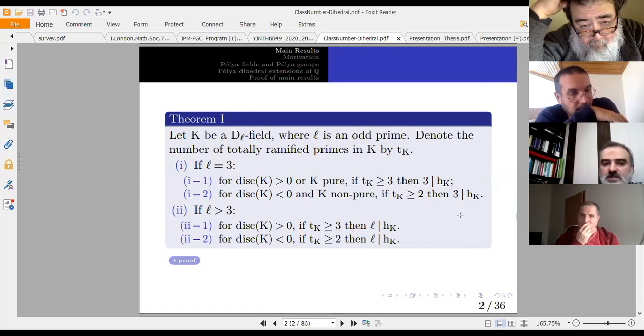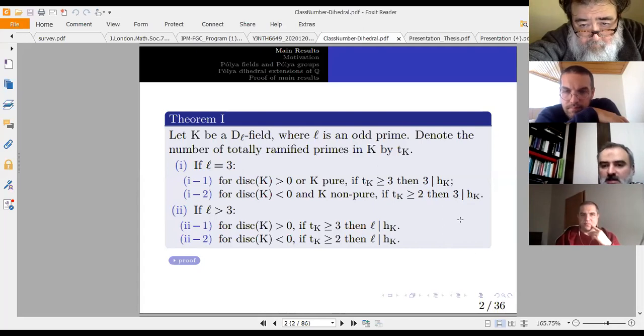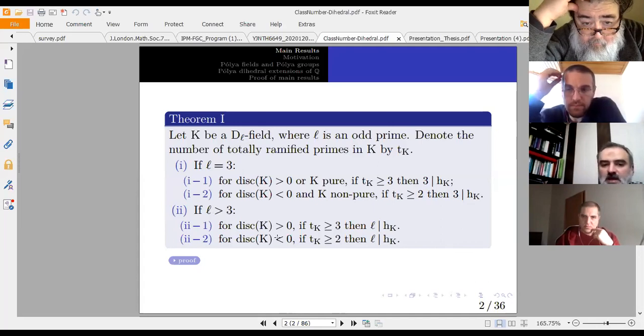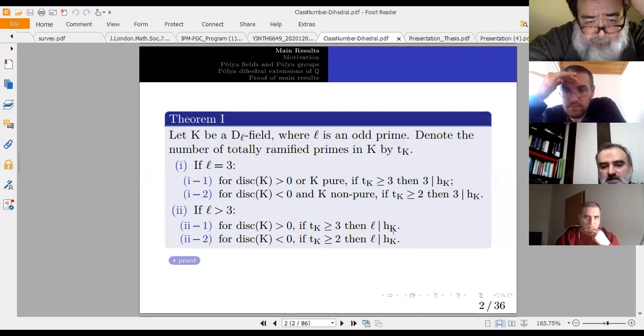It's kind of nice because in the case of quadratics, that's degree 2, genus theory provided you with divisibility by 2, actually much more. I mean, even the structure of the class group. Like you have t minus 1 copies of Z2 in the class group. Now, in the case of dihedral ones, where L is greater than 3, if the discriminant is positive, and if the number of ramified primes is more than 3, then L divides the class number. And for negative discriminant, as soon as there is more than 1 prime ramified, then L divides the class number.